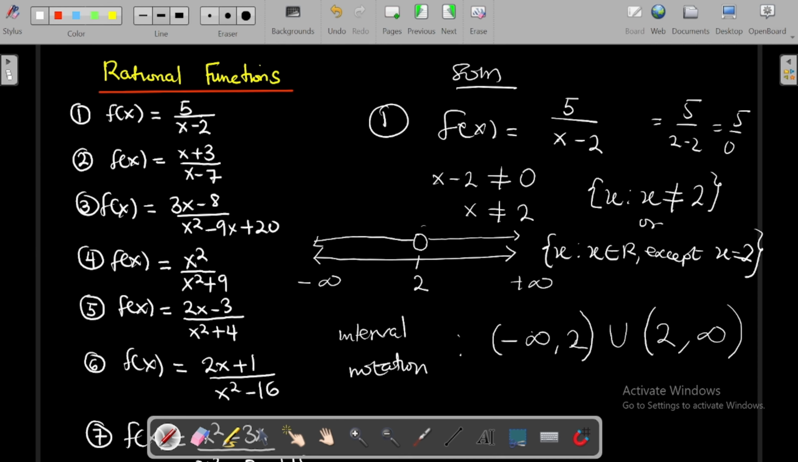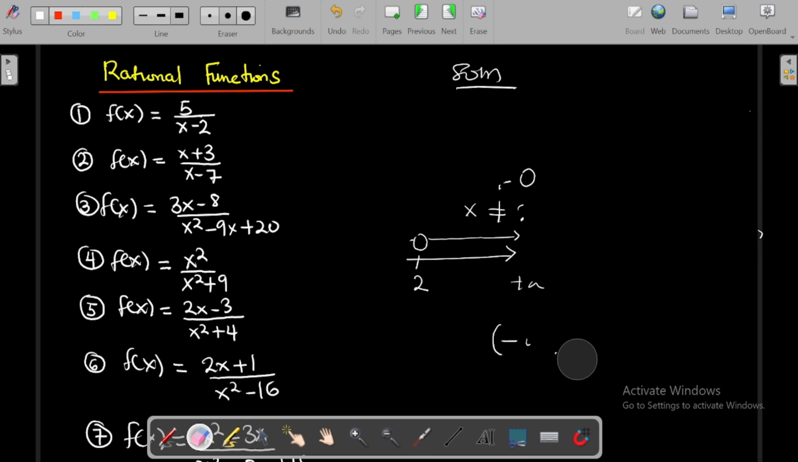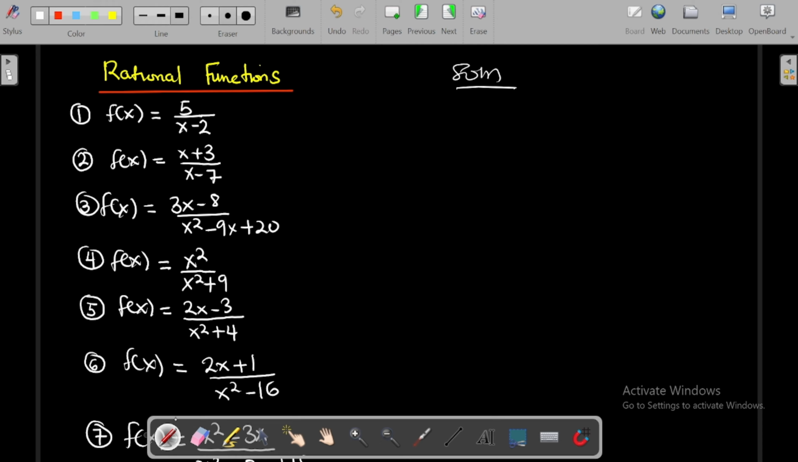Let's look at the next question. We have a lot of questions to solve today to aid your understanding. So now let's look at the next question.